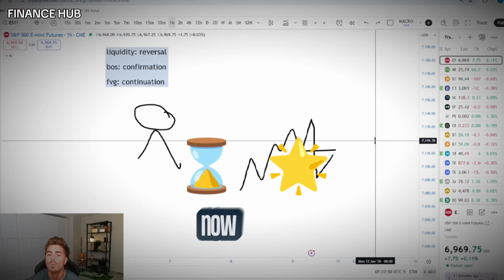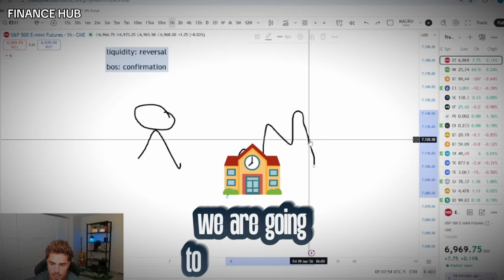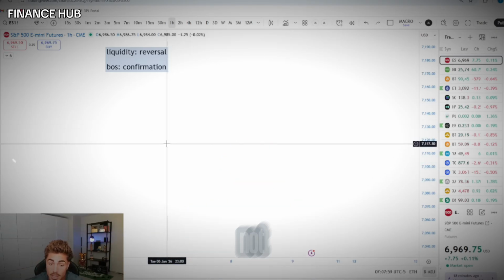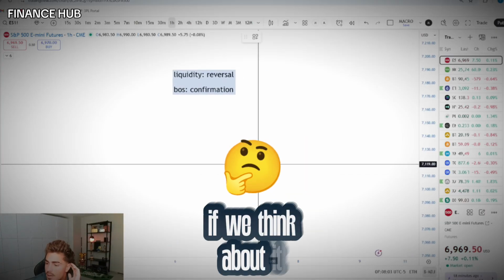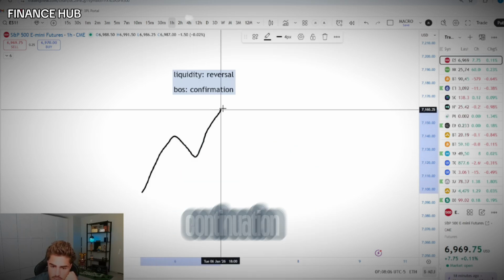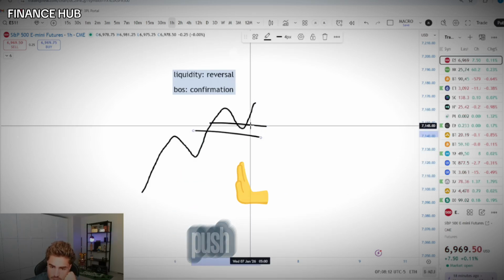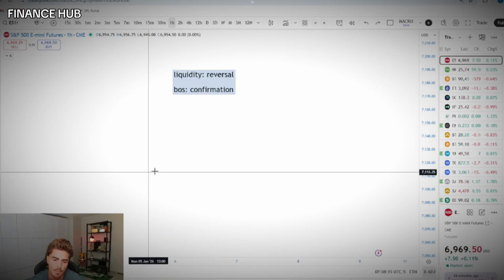Now, with all of that understood, today we are going to learn another confirmation confluence, and it's actually, believe it or not, using fair value gaps, because again, if we think about it, what are fair value gaps supposed to do? They are supposed to show us continuation of a trend. So if we have a fair value gap right here that gets filled and then we push up higher, it's showing continuation.